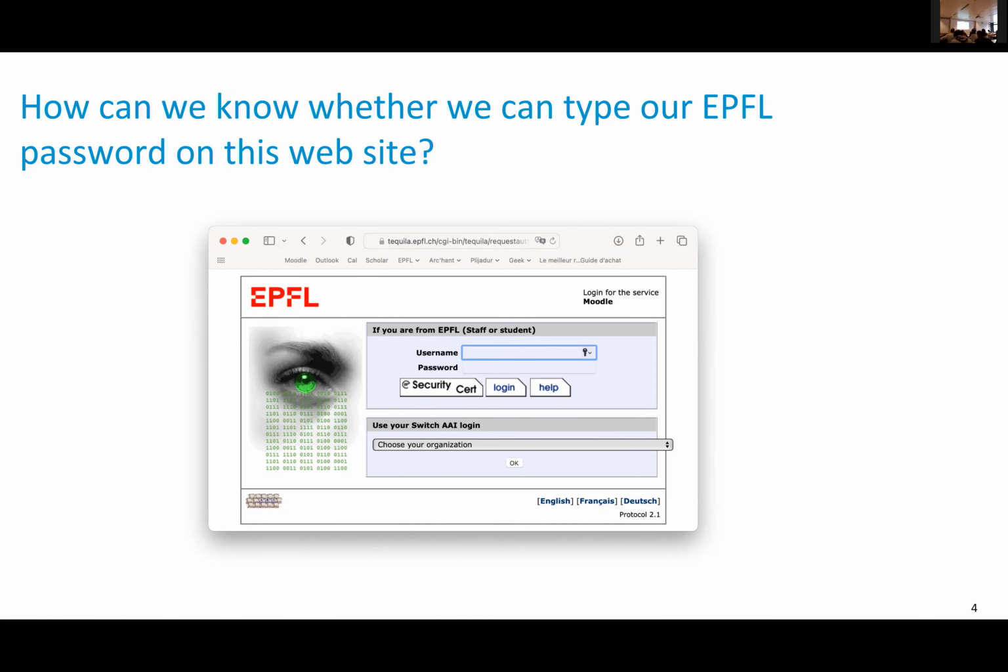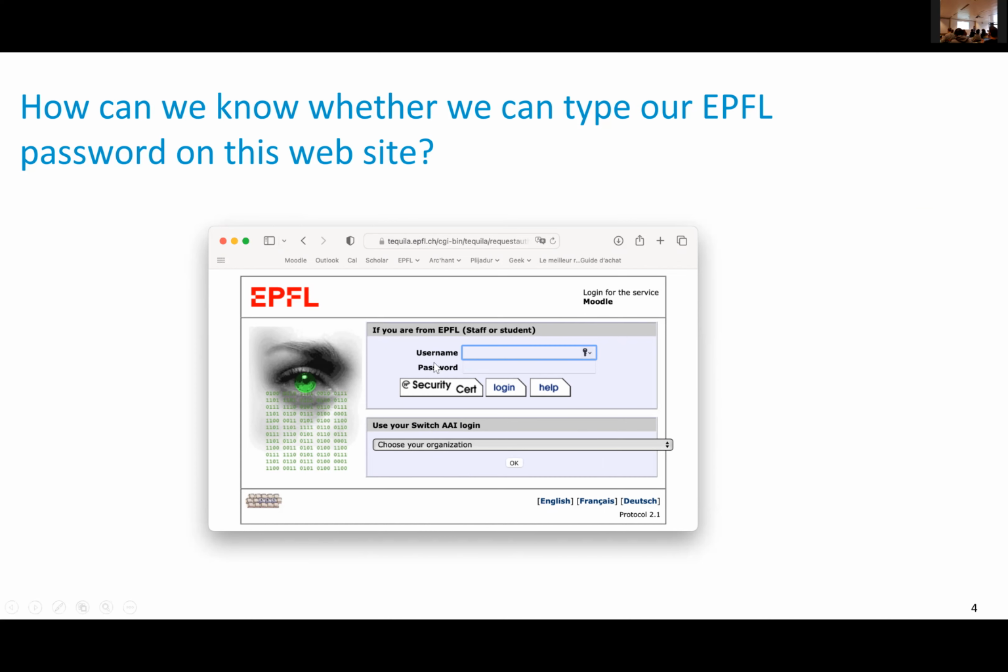Some of you have received a mail. I guess you all received a mail pretending to be from me last week, right? Asking you to type in your credentials on a web page. This raises the question: how do I know whether it's okay to type in my password on this page, right? So that's the page I expect to see. This is when you log into something like Moodle, for example.